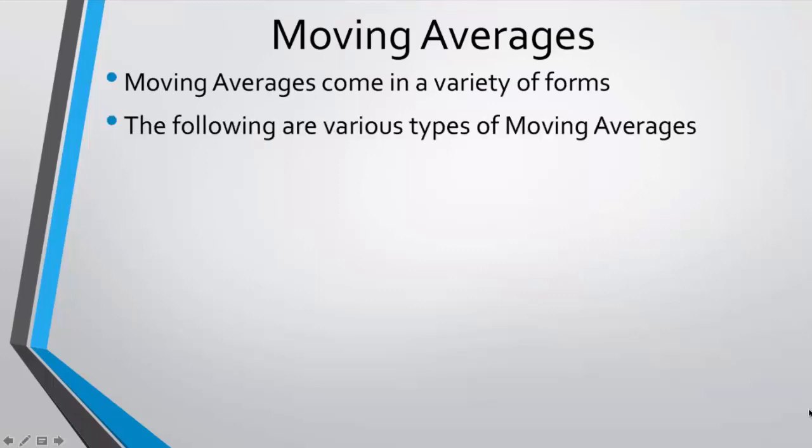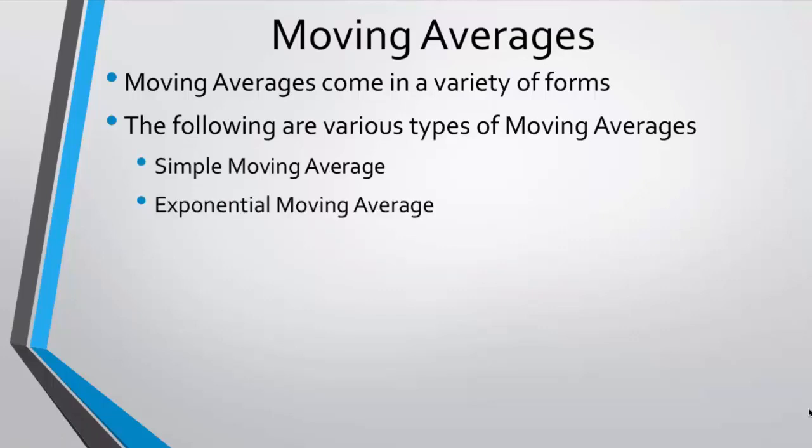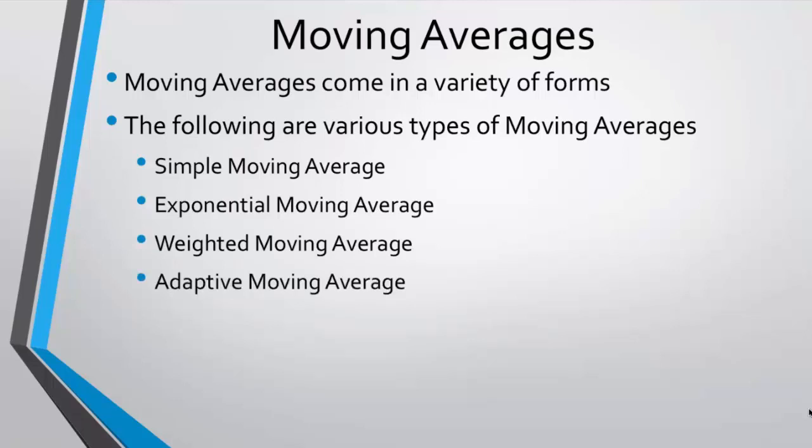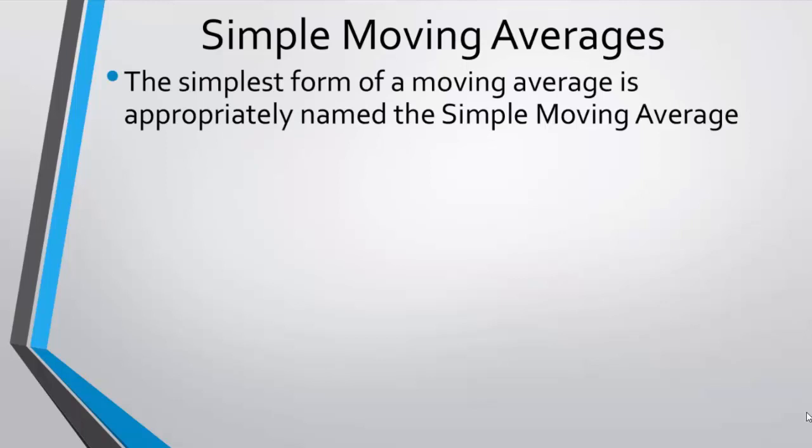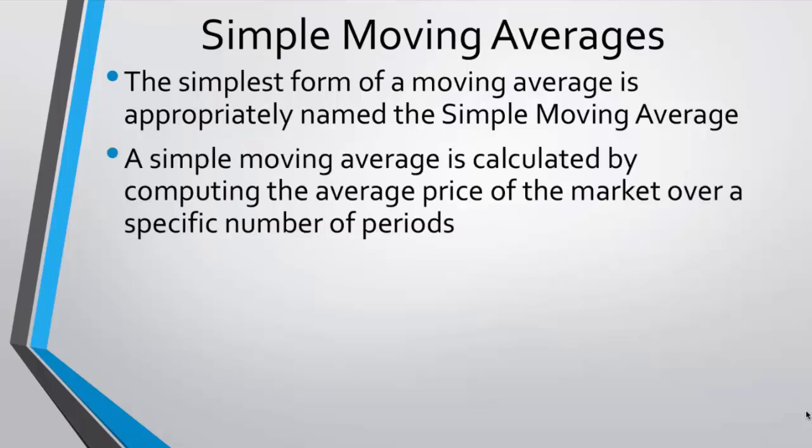So moving averages come in a variety of forms, and the following are various types of moving averages. There is the simple moving average, the exponential moving average, the weighted moving average, the adaptive moving average, the displaced moving average. So in this module, we're going to talk about simple moving averages. The simplest form of moving average is appropriately named the simple moving average. You'll hear people refer to it as the SMA. There's also a smooth moving average, but when somebody talks about the SMA, they're usually referring to the simple moving average.